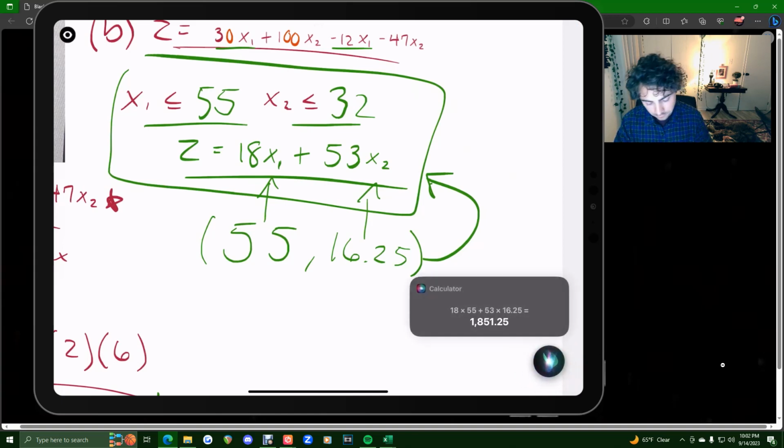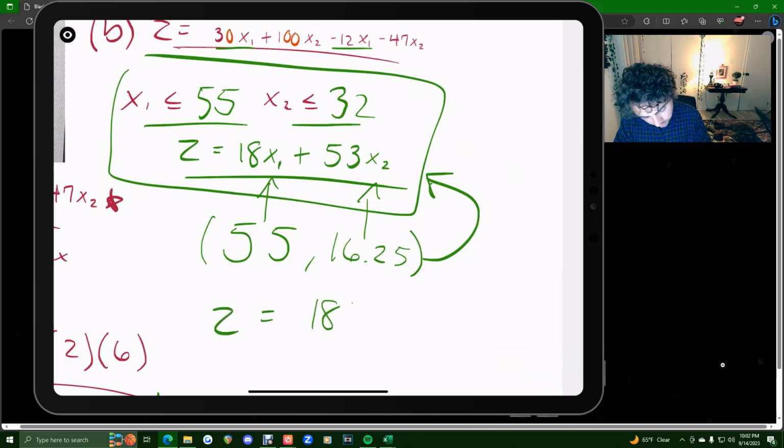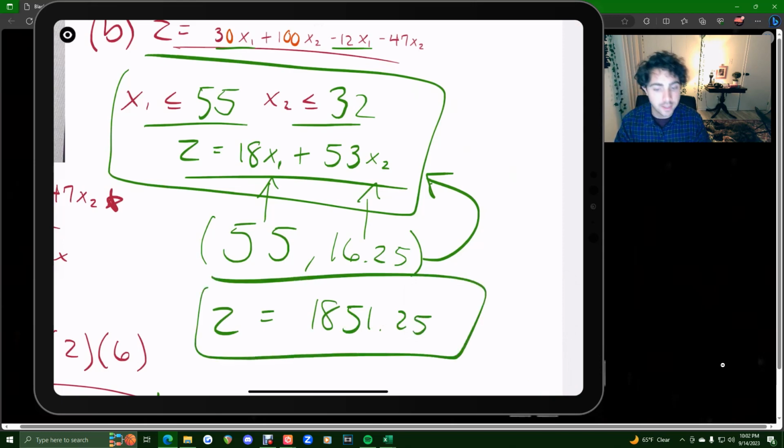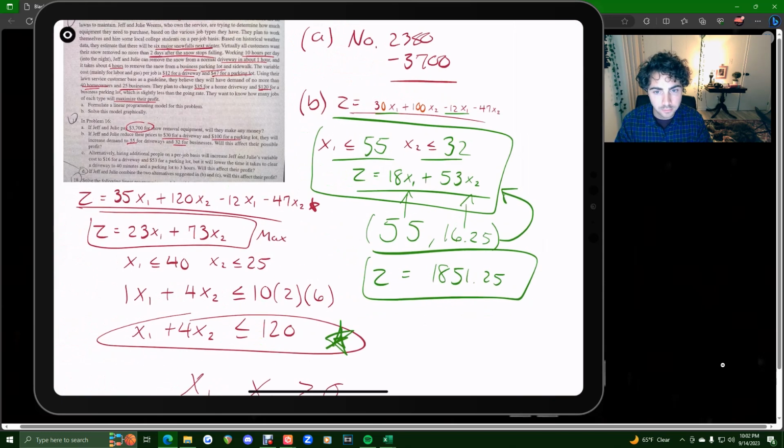It's 1,851.25. All right, so their profit shot down. I mean, like bombed, right?